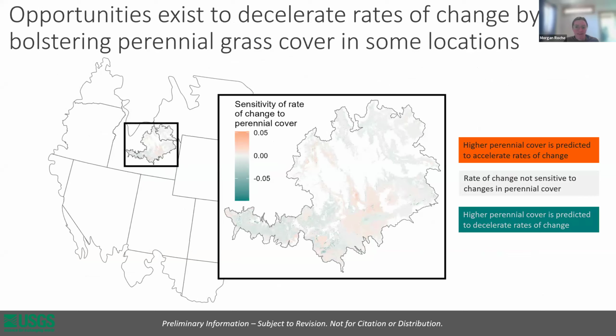It's one of 5 sagebrush collaborative restoration landscapes put together by the DOI Sagebrush Keystone Initiative team. Orange colors here indicate where a 10% increase in perennial cover is predicted to accelerate rates of change, and teal colors indicate where an increase in perennial grass cover decelerates rates of change. And then that gray in between shows where there isn't much sensitivity to changes in perennial cover. So the teal locations represent predicted opportunities to decelerate rates of change by bumping up perennial grass cover.